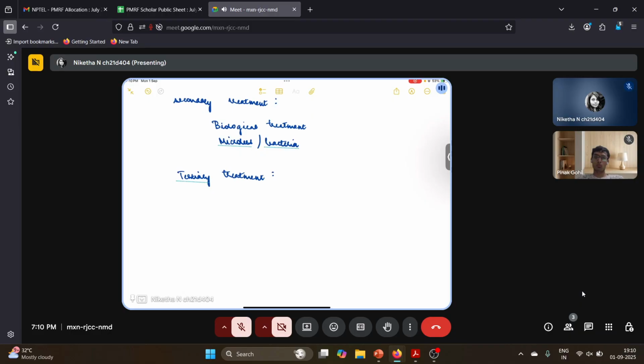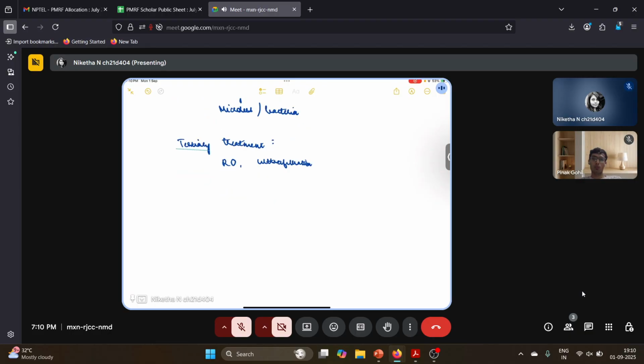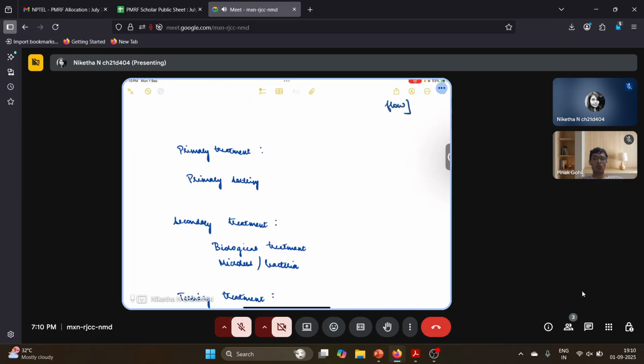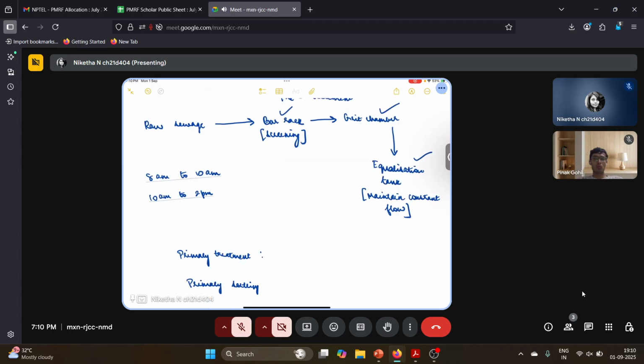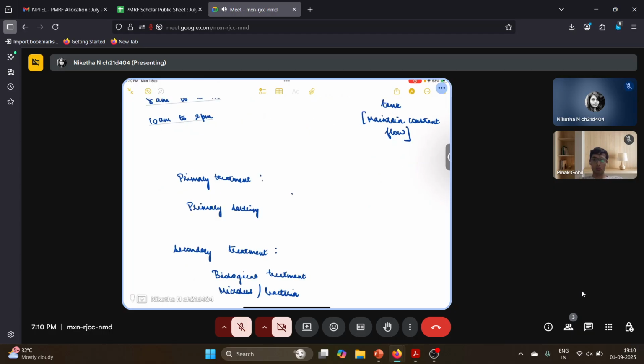Tertiary treatment will include advanced processes like reverse osmosis, ultrafiltration, and all that. Once we are done with tertiary treatment, then we go for disposal. By the end of the primary treatment, about 35% of biological oxygen demand, or the BOD, is removed.